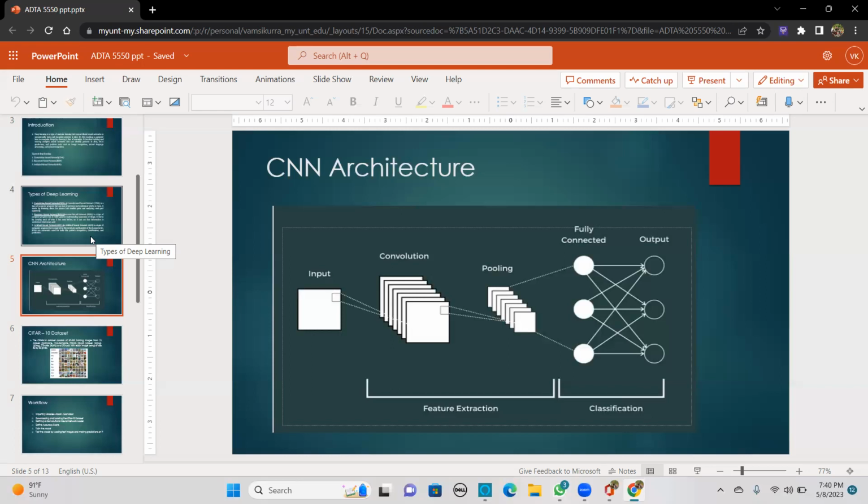And the another one is the pooling layer. After the convolution layer, a pooling layer is usually added. The purpose of the pooling layer is to reduce the dimensions of the input while retaining the important information. Pooling is usually done using max or average pooling. Max pooling selects the maximum value for the region of the input, while average pooling computes the average of the values in the same region.